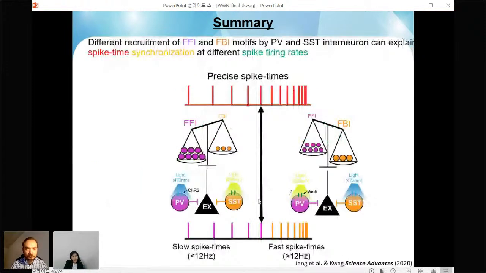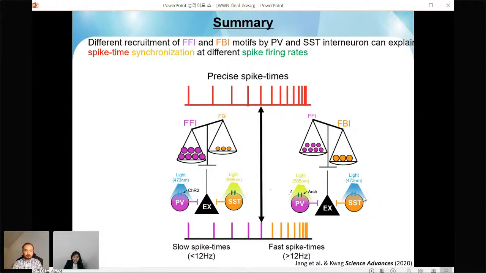So this is one packet of synchronized, let's say, layer 4 and layer 5 or layer 6 neuron spikes. For this synchronization to happen between the 2 spike trains, let's say this is 12 hertz. Below 12 hertz, we have feed-forward inhibition being favored. So PV activation or inactivation of SST breaks the balance to promote feed-forward inhibition, to promote the synchronization of spike times at low spike firing rates.